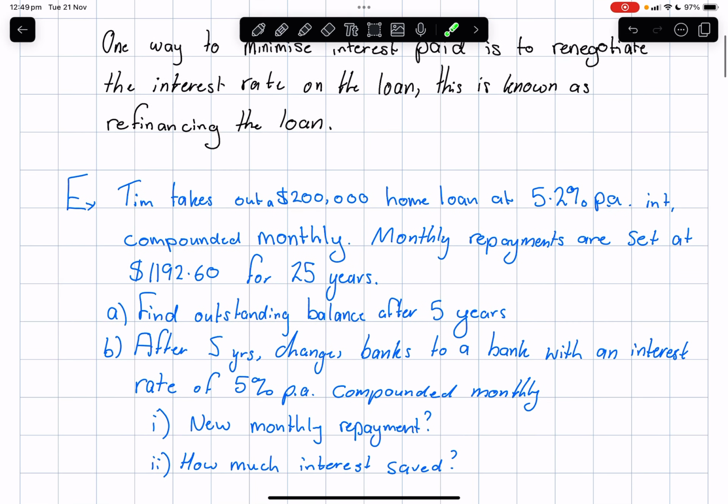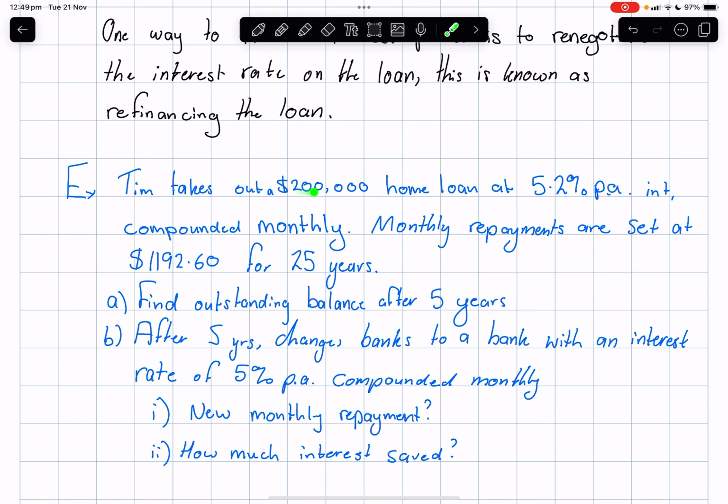So we've got our friend Tim. Tim takes out a $200,000 loan at 5.2% interest, compounded monthly. Monthly repayments are set at $1,192.60 for 25 years. We're going to find the outstanding balance after 5 years. Then after 5 years, he changes banks to a bank with an interest rate of 5% compounded monthly. We're going to find the new monthly repayment and then finally how much interest he saved by doing this.